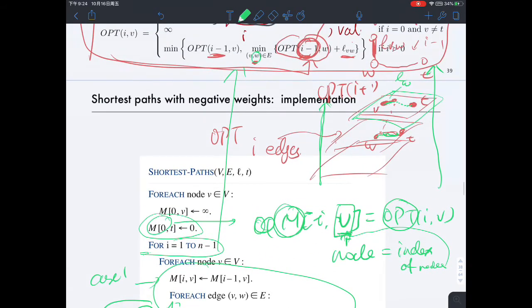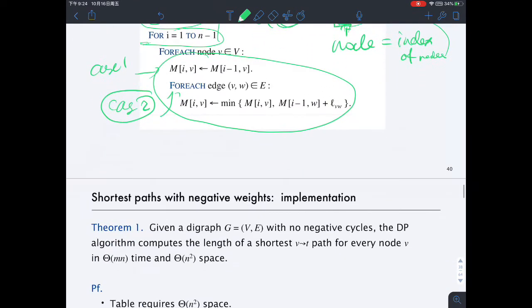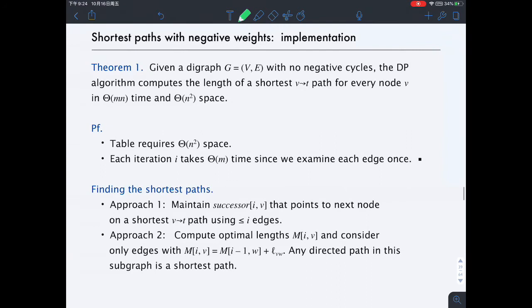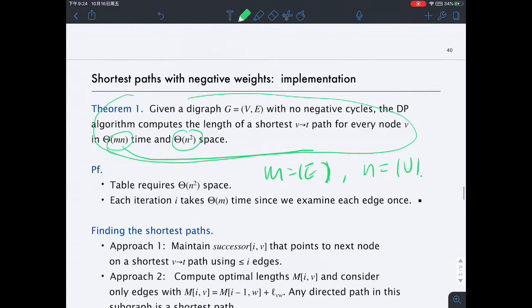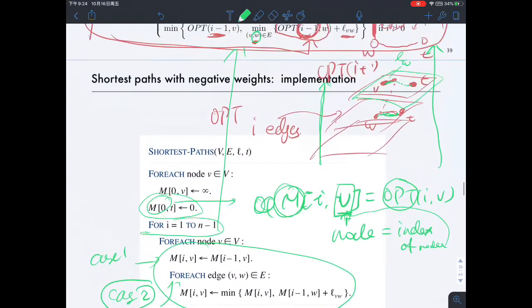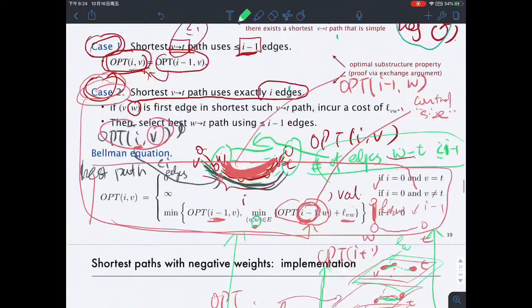Right, this is the first case, and this is the second case, right? In the second case, we need to make a guess on what is the next hop, and then try to solve the problem. It's actually not very difficult to come up with the runtime analysis. The runtime is n squared, and the space complexity is m times n, right? In our notation, m is the number of edges, and n is the number of vertices. So this is the solution over here.